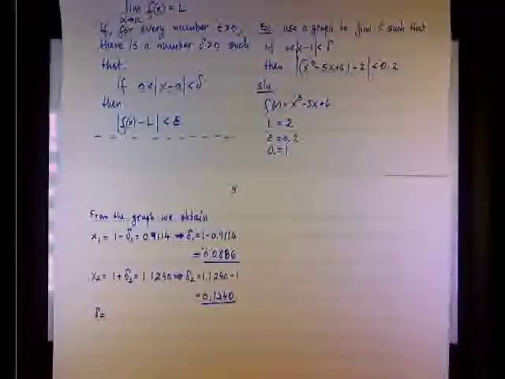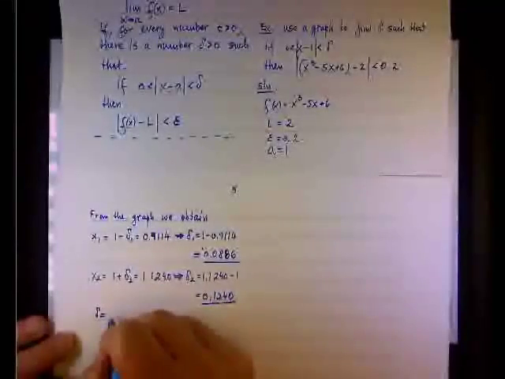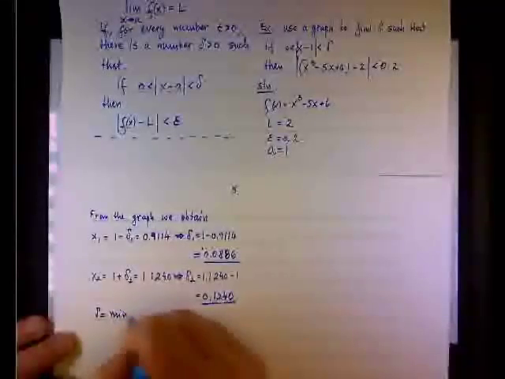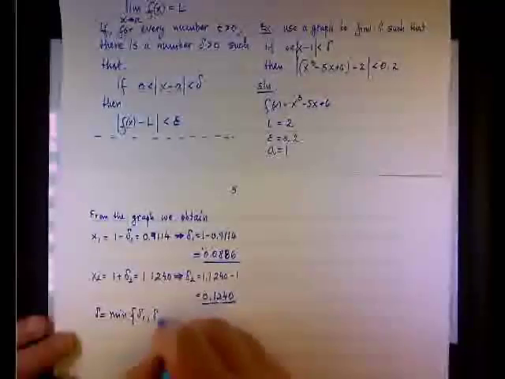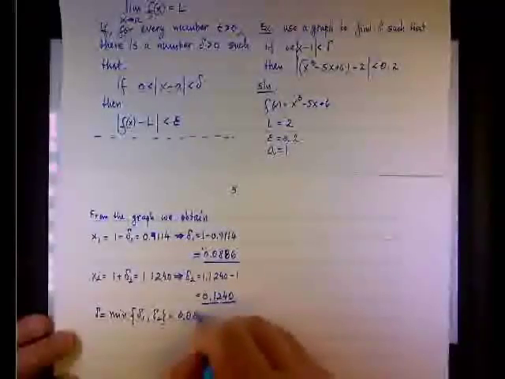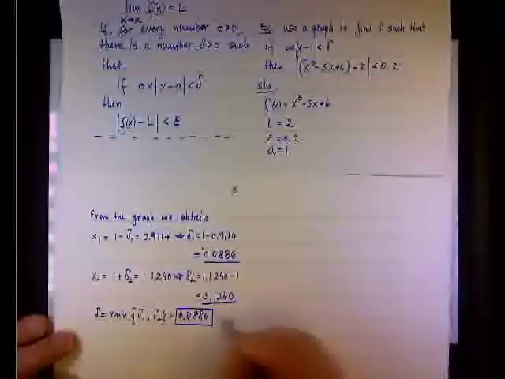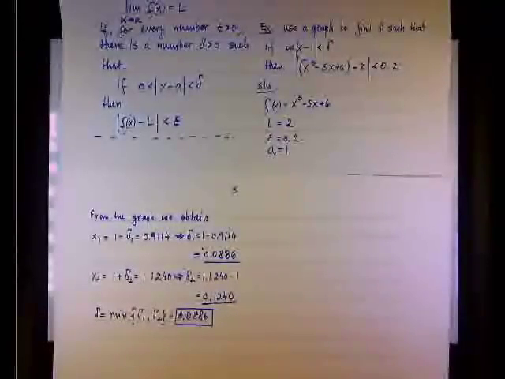And that will be the rule. Whenever we have different values of delta, we're always going to end up taking the minimum of the set of delta 1, delta 2. And the minimum of these two will be delta 1, 0.0886. And that will be the answer to this particular example.